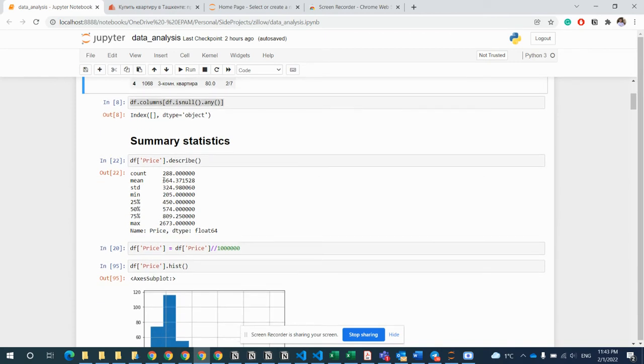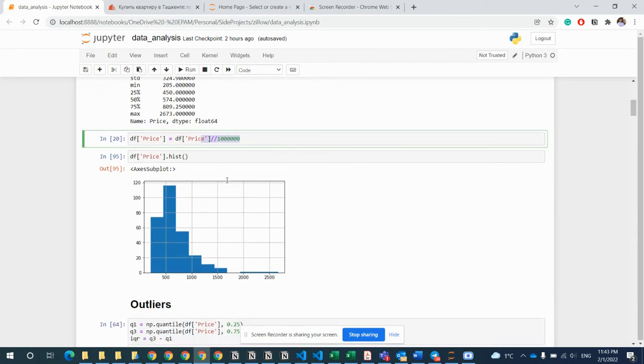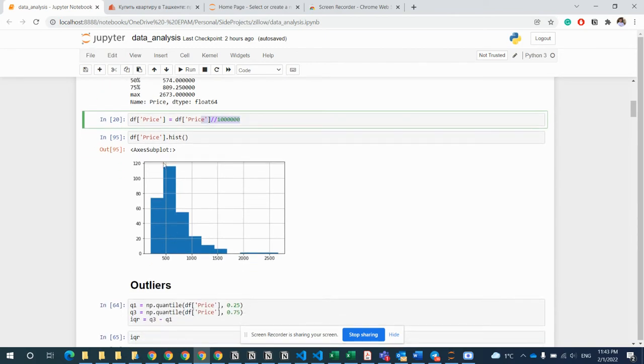Let's move on. So the average price 664 means the average price for the house is 664 million sums. By the way, here is the code where I divided the price into millions. Let's see the distribution. Here are the prices on the x-axis and the number of apartments with such price on the y-axis. So it's, as you can see, just right skewed.